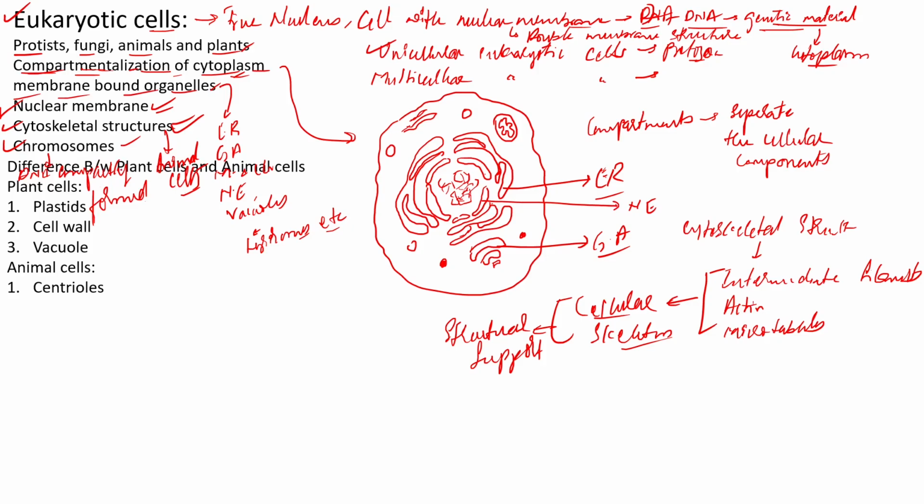Now we will erase this and look at some of the vital differences between plant cells and animal cells. This is a well-known question you can generally expect in your theory examination. So what are the differences between plant cells and animal cells? Plant cells have an exclusive structure, the plastids, for example the chloroplast, which is observed in plant cells.